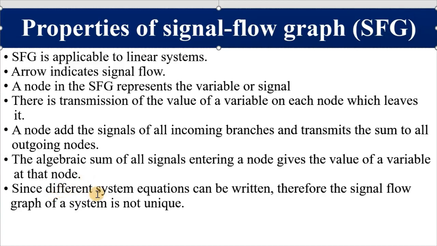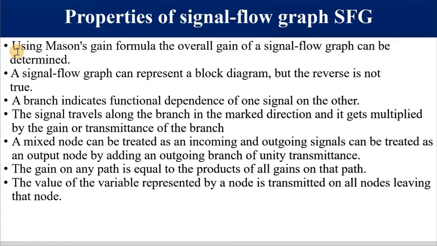And we are saying since different system equations can be written, the signal flow graph of a system is not unique. The other property: using Mason's gain formula, the overall gain of a signal flow graph can be determined. After this, we'll be going straight into Mason's gain formula, which is used to find the overall transfer function of an SFG. Then a signal flow graph can represent a block diagram. Yes, we've just seen that, but the reverse is not true. Please take note.